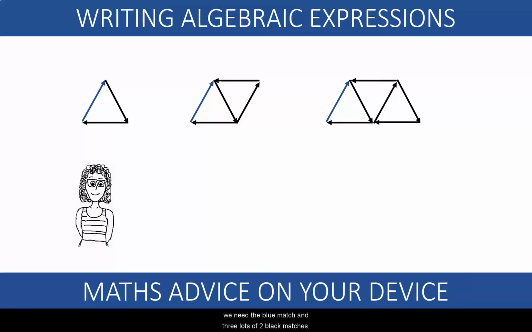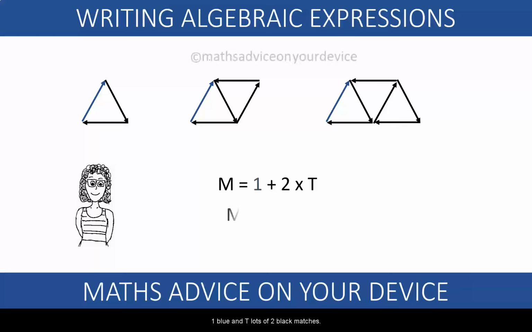Can you see the pattern? To make T triangles, we need 1 blue and T lots of 2 black matches. In algebra, we don't use the multiplication sign, so the rule is m equals 1 plus 2t.